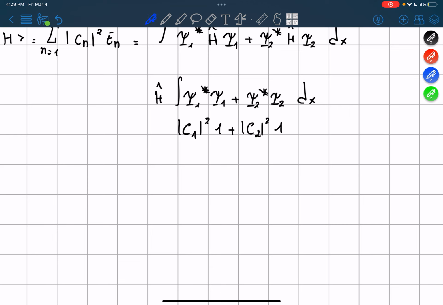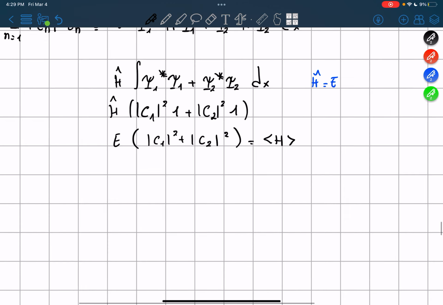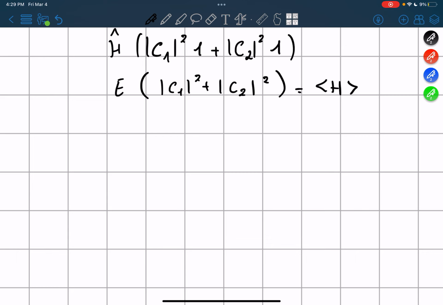And so we get that the H operator is equal to e. So the addition of c1 squared plus c2 squared times our H in front again is equal to e, which is our expectation value for H. And if we just rewrite it, we get the summation of n equals 1 to infinity, which is going to be equal to H, of cn squared and en.